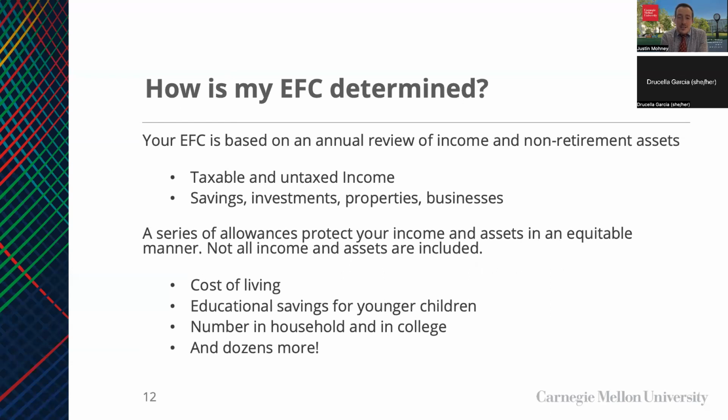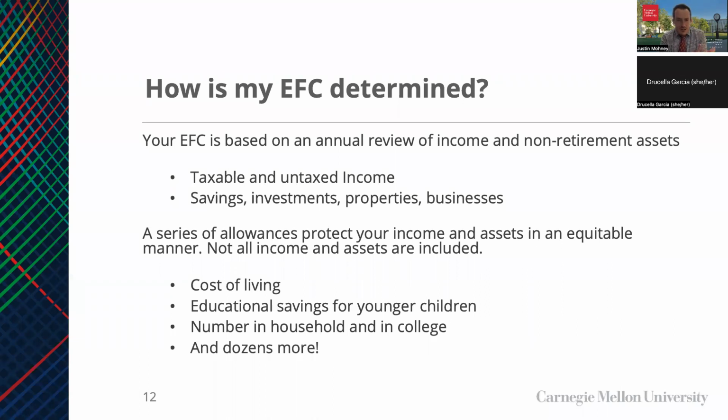There are also a series of allowances built in. These allowances are going to protect portions of your income or your assets in a standardized and equitable way across applicants. You'll notice that you're not going to be asked questions about your outgoing expenses. You know, what is your monthly electric bill, for example. But these allowances account for the fact that you and your family will have other expenses.